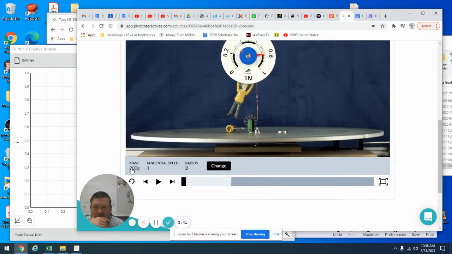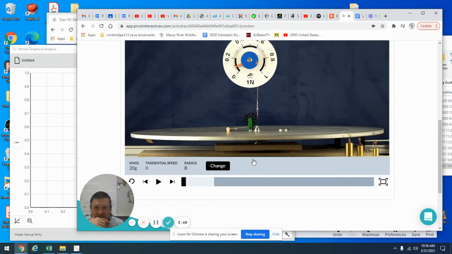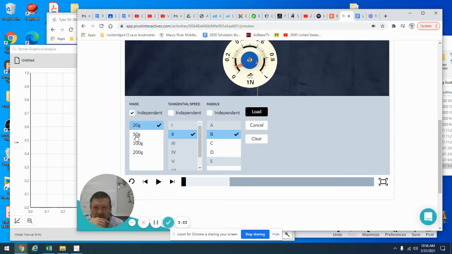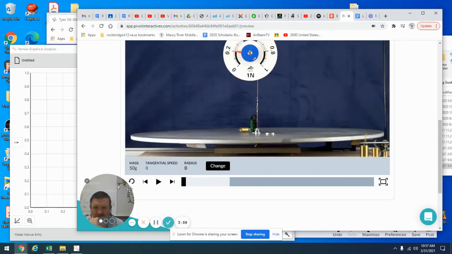Okay, so now I've got my tangential speed set, my radius is set, and I should be able to change my mass. And I'm going to need to change that mass to all 4 of these options. Notice that I'm not messing with these. So if you have the same problem that I did, you just choose something different. But once you set the things that you're not going to be changing, then don't change them for the rest of that part of the lab.